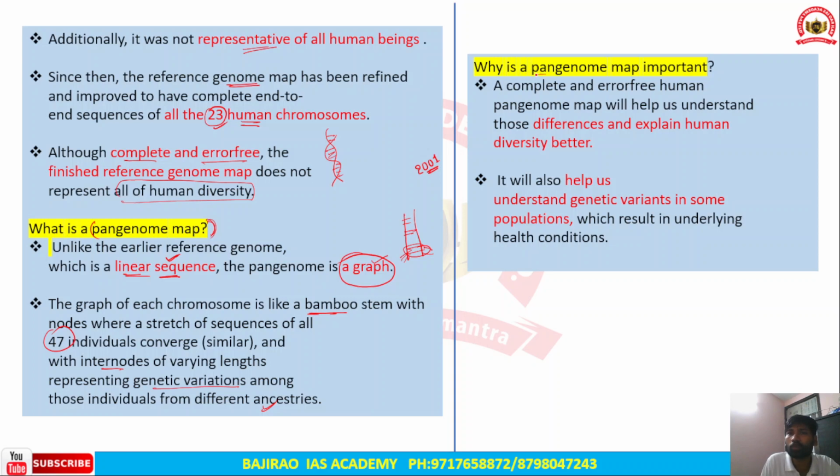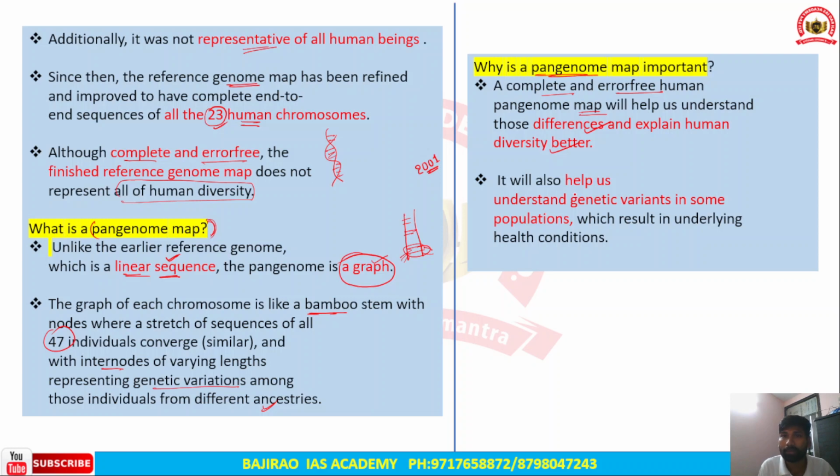Now why is the pangenomic map important? A complete or error free human pangenomic map will help us understand differences and explain human diversity better. Okay, so it will help us understand the differences between different human beings, and it will also help us explain the diversities in different parts of the world in a better way.